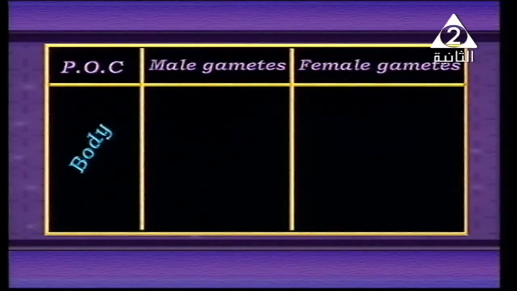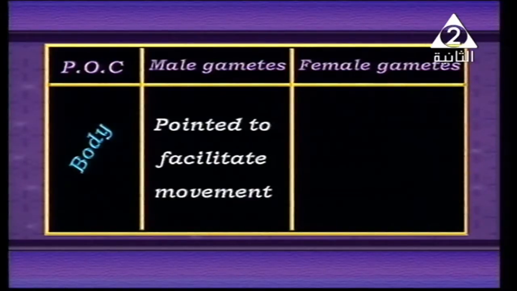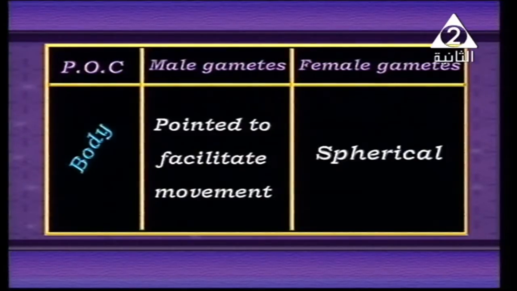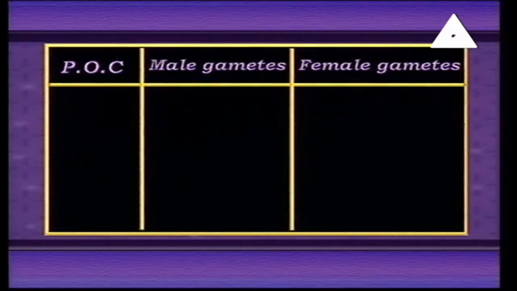After that, we need to imagine the body of each of them. As we said, the male gamete needs to move, so will it be big or small? Yes, it will be small and pointed, to facilitate the movement, I mean to make movement easier. On the other hand, the female gamete needs to be spherical in shape, and it doesn't move for a great distance, like the male gamete.